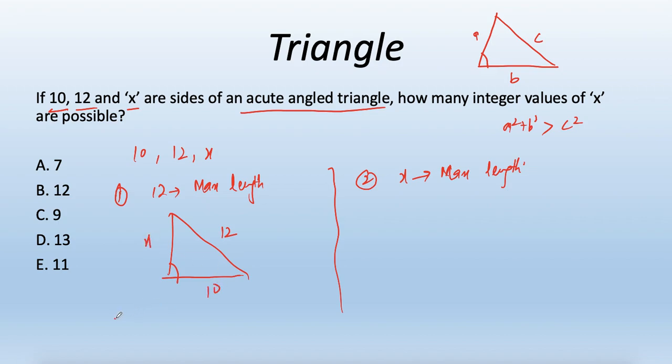So using the formula, x square plus 10 square is greater than 12 square. That means x square plus 100 is greater than 144. That means x square is greater than 44. The first thing we need to know.